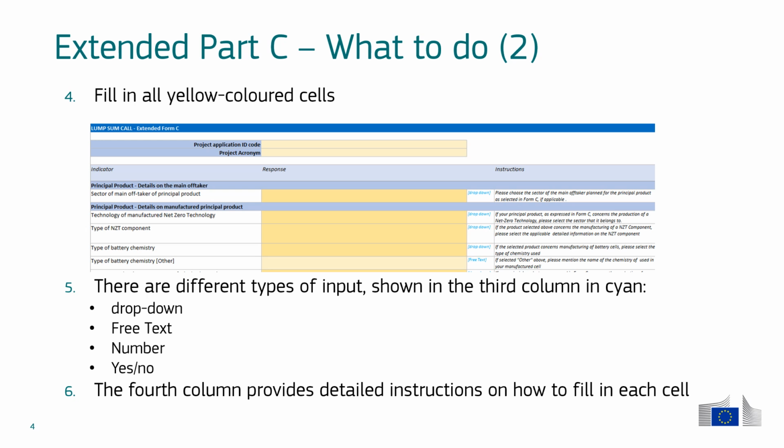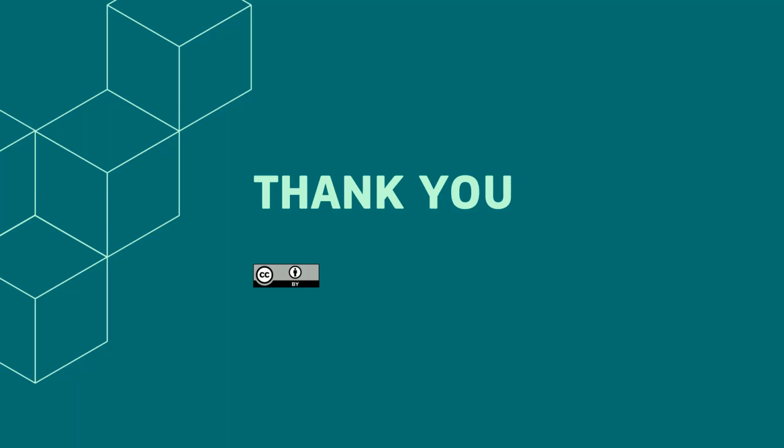The fourth column of the table provides detailed instructions on how to fill in each cell. Be sure to read and follow these instructions carefully to ensure accuracy and consistency with the rest of your submission. By following these guidelines, you will help maintain the clarity and reliability of the information provided in the Extended Part C template. By following these guidelines, you will ensure that your submission meets the basic quality, accuracy, and compliance standards for your extended KPIs. Thank you for your attention, and we appreciate your efforts in completing Extended Part C with care and precision.